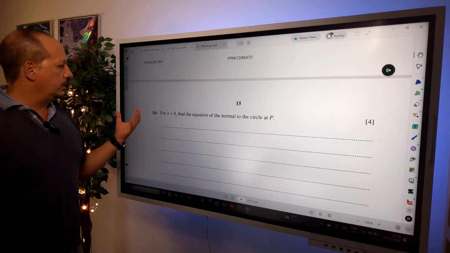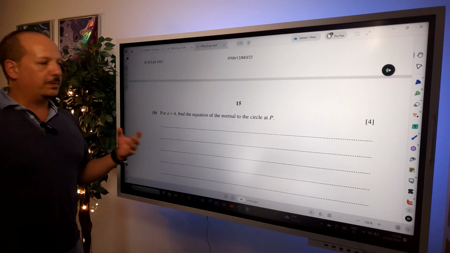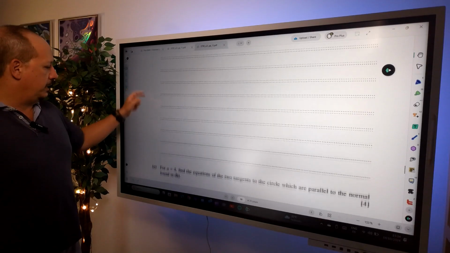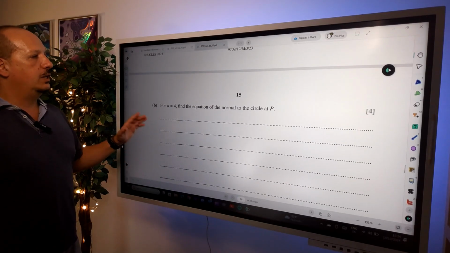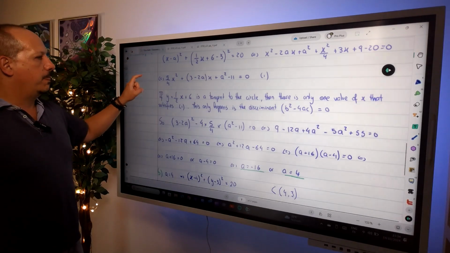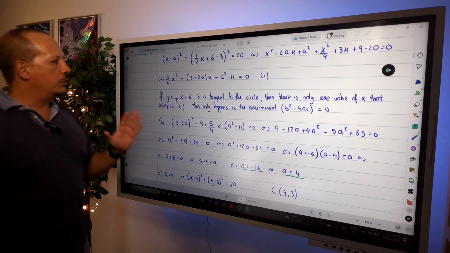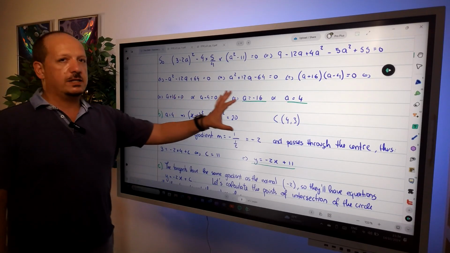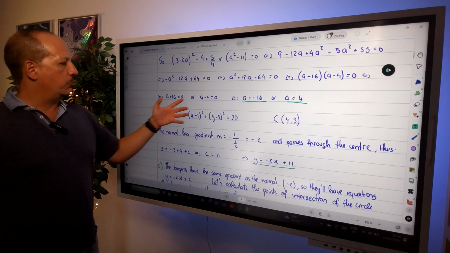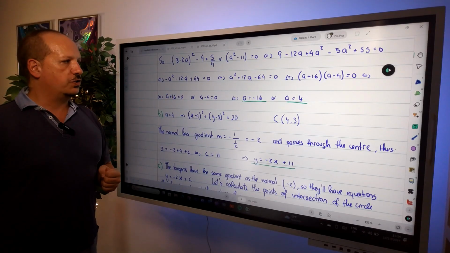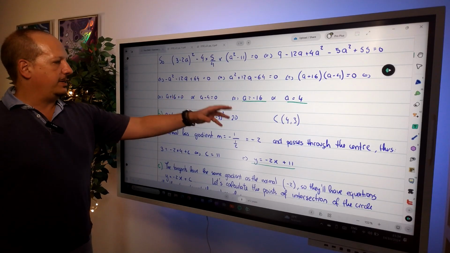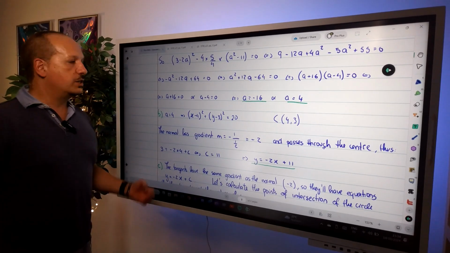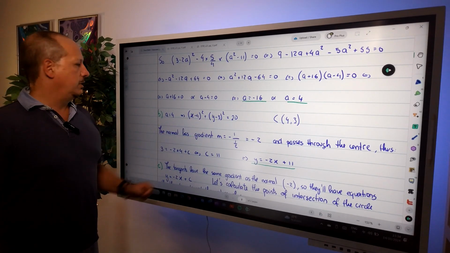For a equals 4, now let's assume that a is 4 and not minus 16. Find the equation of the normal to the circle at P. The normal to the circle at P. Now we know that the value of a is 4, so we can plug it in here in the formula, and we already have the full equation of the circle. And having this, you already have the coordinates of the center. So it's going to be 4, 3.